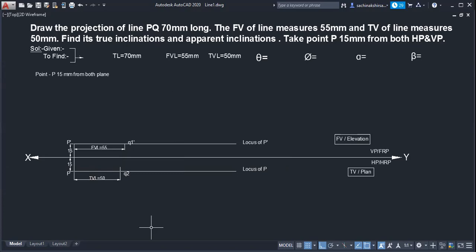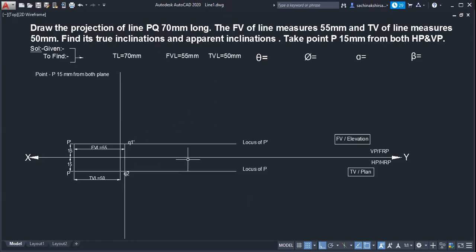ही line parallel आहे आता. Next view will be its true length. That's why from this Q2 point I will draw a vertical line. Similarly, from this Q1 point, I will draw this line. Right now, FVL and TVL are parallel, so opposite will be true length.